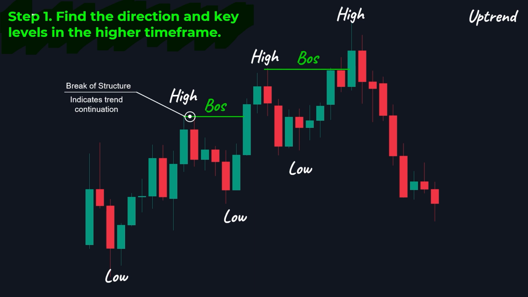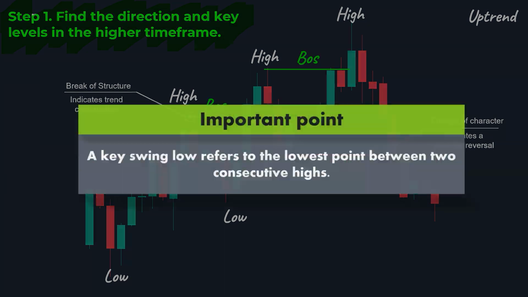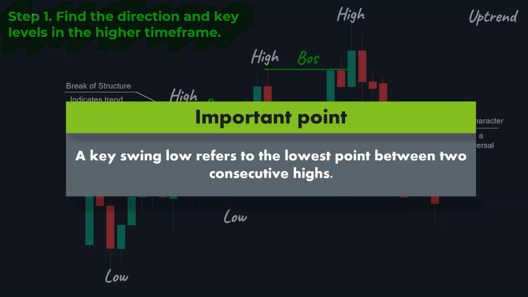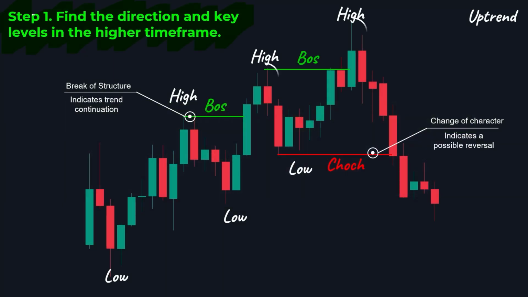On the other hand, if the market breaks a higher low to the downside, we call that a change of character, signaling a possible trend change. A valid change of character occurs when the price breaks and closes below a key swing low. A key swing low refers to the lowest point between 2 consecutive highs. Here we have 2 consecutive highs, so the lowest point between these two is our swing low.